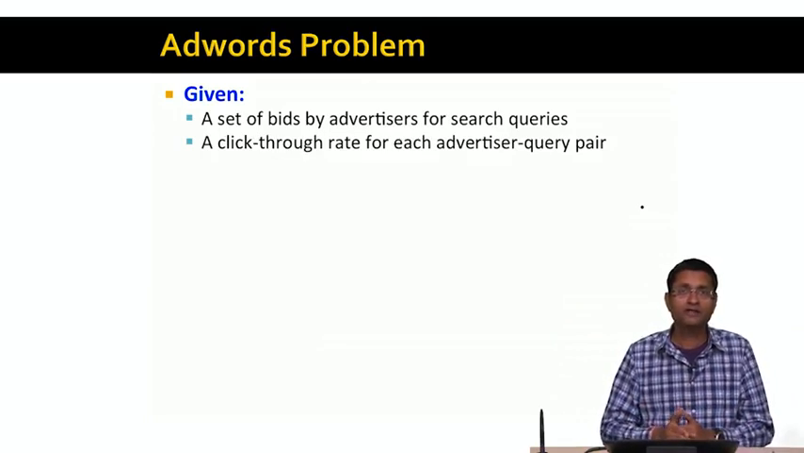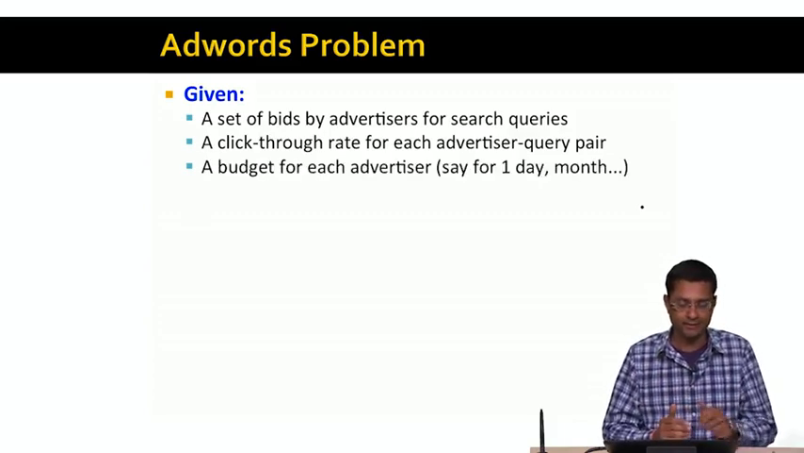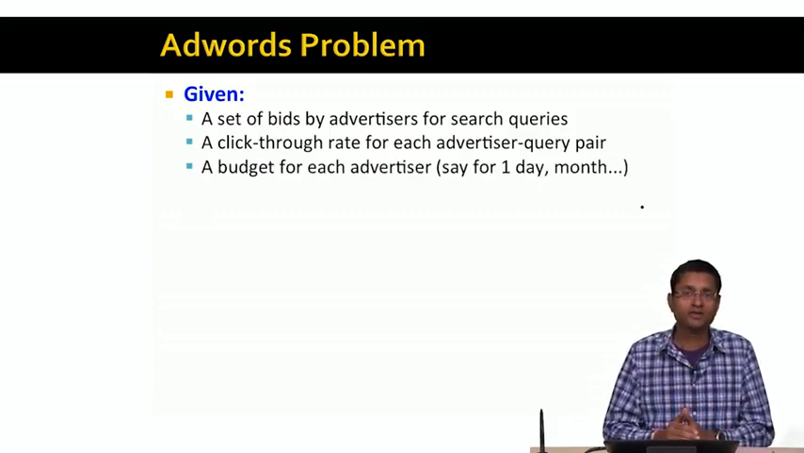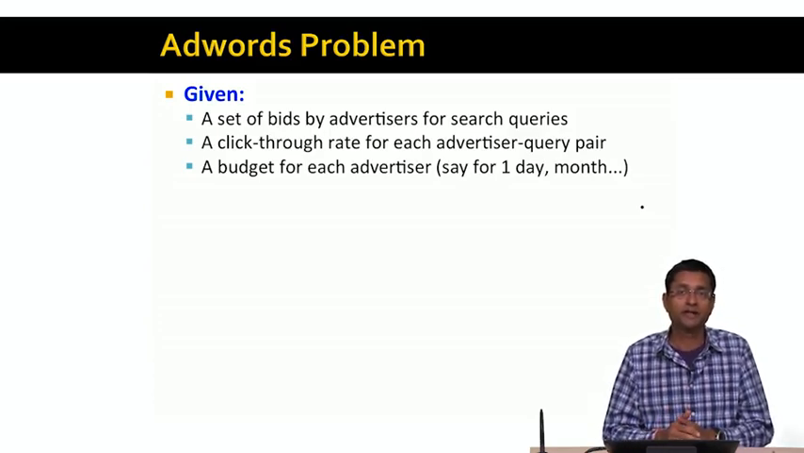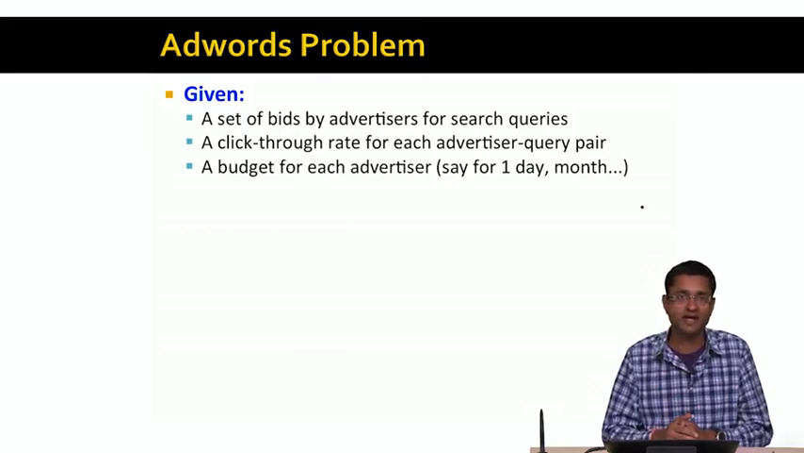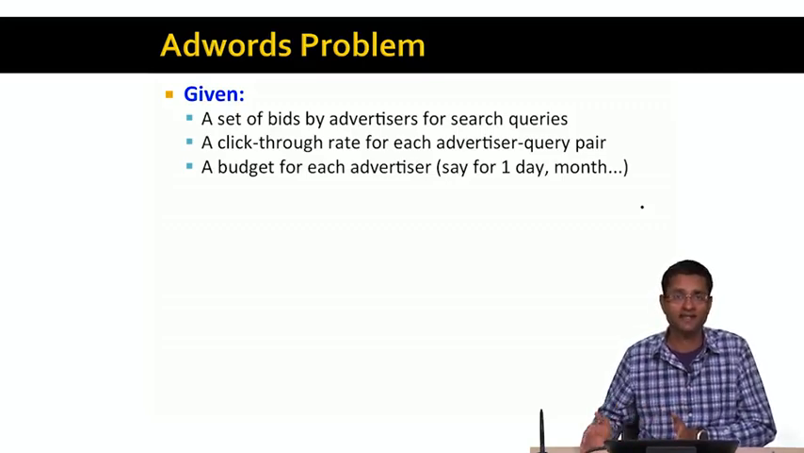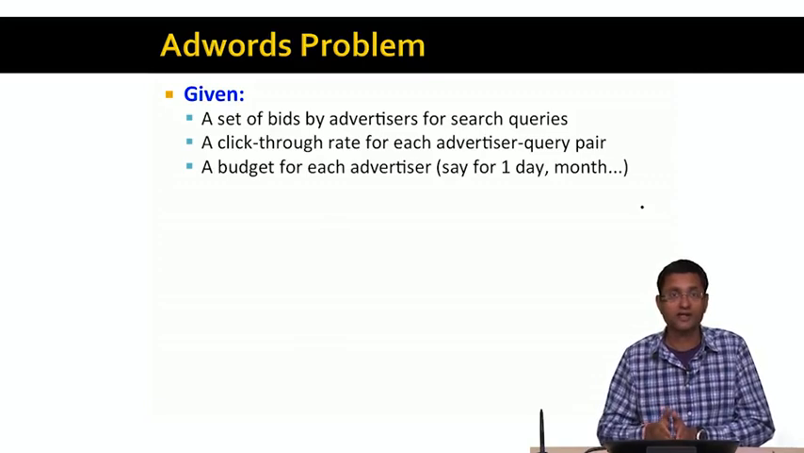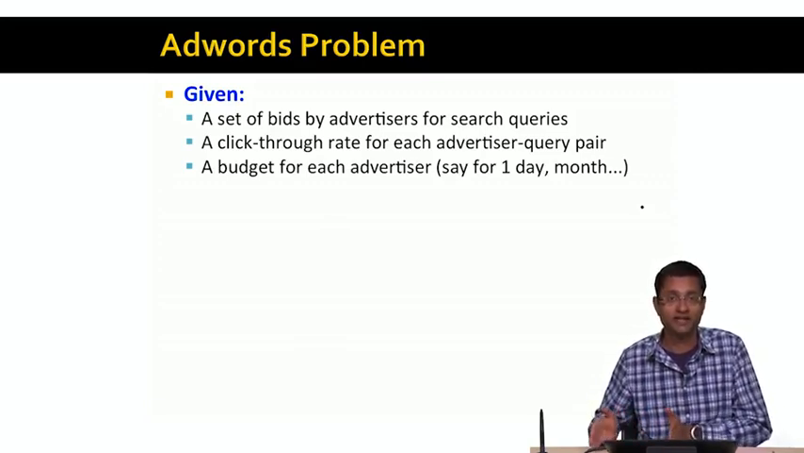We are also given a click-through rate for each advertiser-query pair that has been estimated. Now, the new thing that we haven't seen so far is that each advertiser has a budget, right? Now, advertisers don't have infinite advertising budget. An advertiser might say, look, I'm willing to spend at most $1,000 a day, or at most $100,000 a month, or $1 million a month. But there is always a limit to how much an advertiser can spend, which is defined by their advertising budget. So each advertiser has a budget which they tell the search engine.